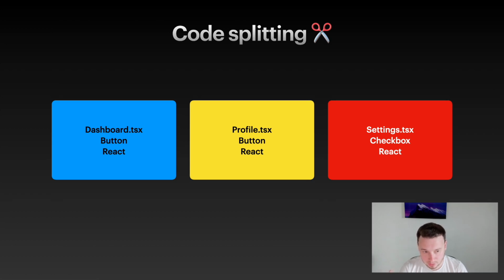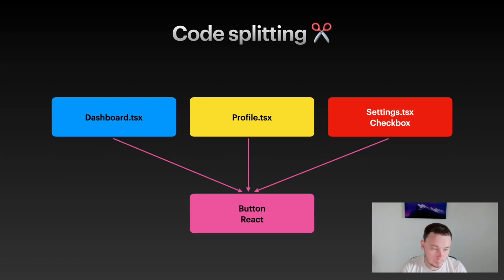If the user first loads the dashboard and then clicks a link to load the profile or settings page, they'll be re-downloading code that they already have cached locally, namely button and React. So Parcel automatically splits common dependencies out into their own bundles that are shared between multiple other bundles.